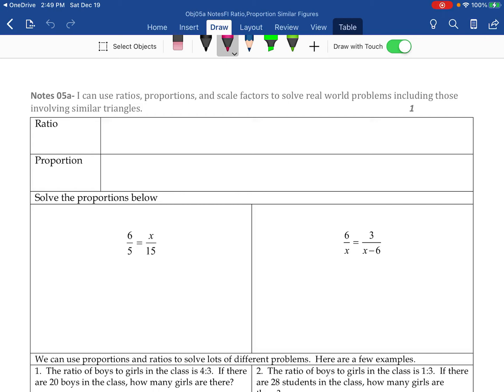Okay, so we're going to be studying ratio and proportion. A ratio is a comparison of two quantities. So you can have A to B, A over B, A to B, all of those things. Those are all ratios. Proportion is a statement that says that two ratios are equal.